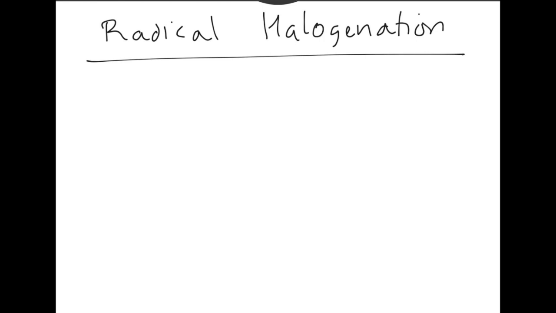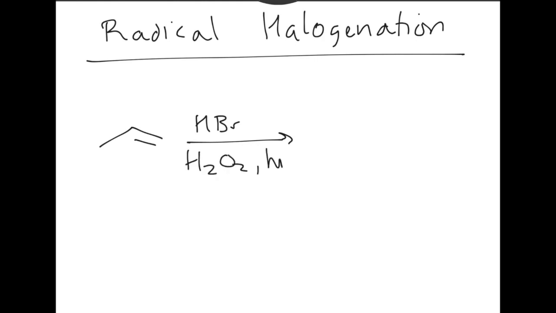Double bonds, right? Where you take HBr, hydrogen peroxide, and light, and that lets you add the bromine to the less substituted side of the double bond.